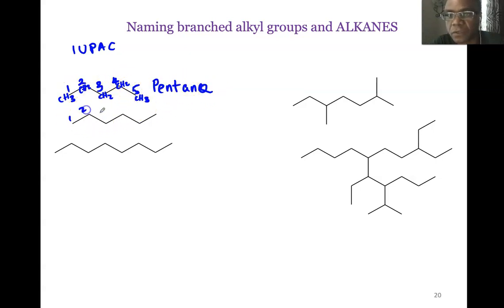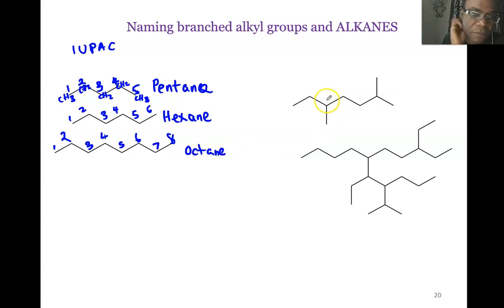Okay, this one: 1, 2, 3, 4, 5, 6. So it's hex, all single bonds, A and E, suffix name. 1, 2, 3, 4, 5, 6, 7, 8. So it's an octane.